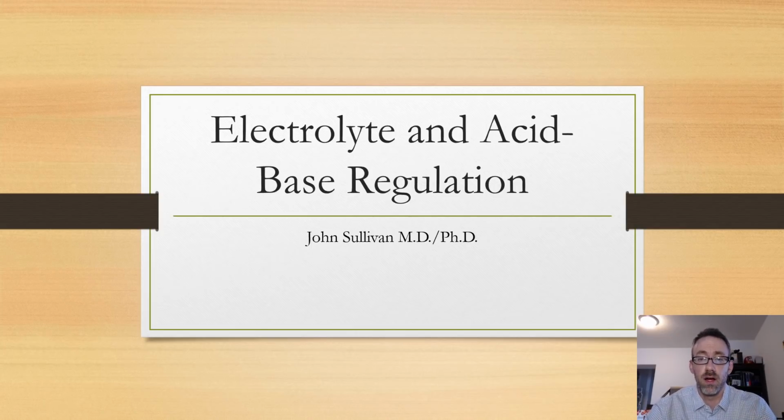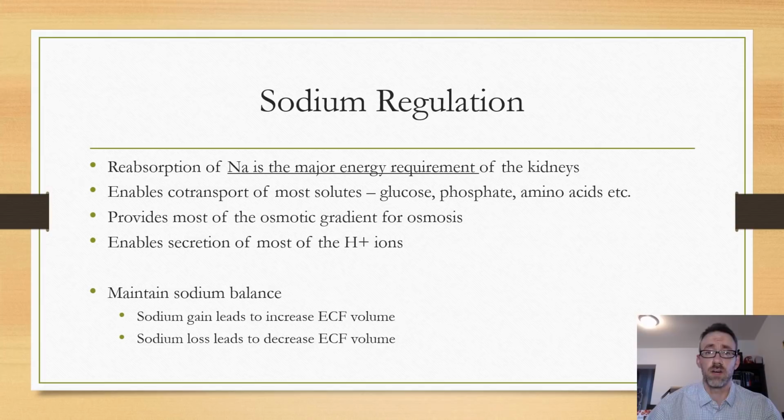We're going to talk a little about electrolytes and acid-base regulation. The electrolytes that we're going to cover in today's lecture are sodium regulation, potassium, hydrogen ions, and bicarb. And then we'll talk about, of course, how the hydrogen ions and the bicarb are regulated to help maintain our pH in our blood.